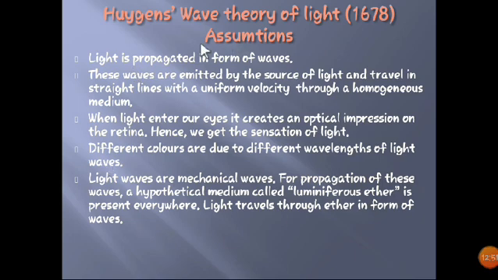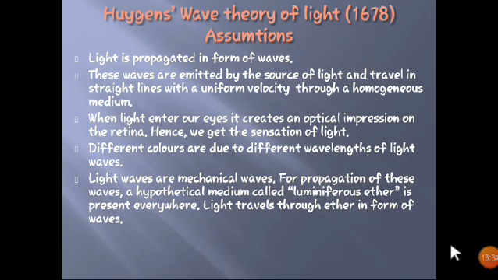I hope you got all these points which we have learned in this slide. What was that? Light propagates in the form of waves, then it travels in a straight line with uniform velocity. When the light enters, it creates optical impressions and we get the sensation of light. Different colors are due to different wavelengths of the light wave. And fifth one, as light waves are mechanical waves, it requires a medium called ether or luminiferous ether, which is present everywhere, which is proven by Huygens itself.